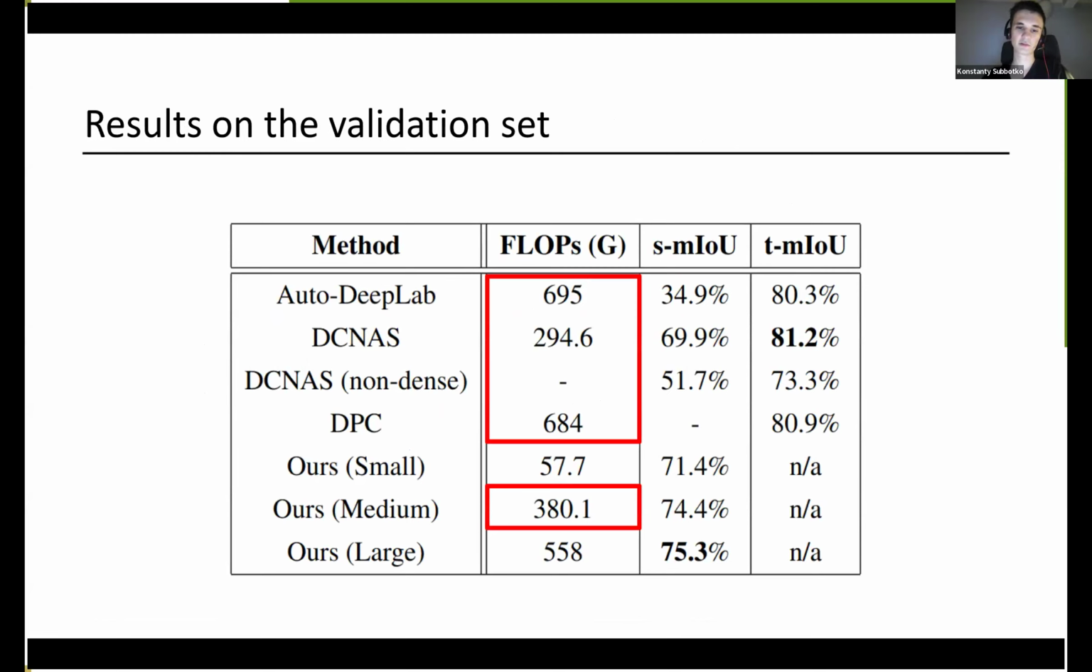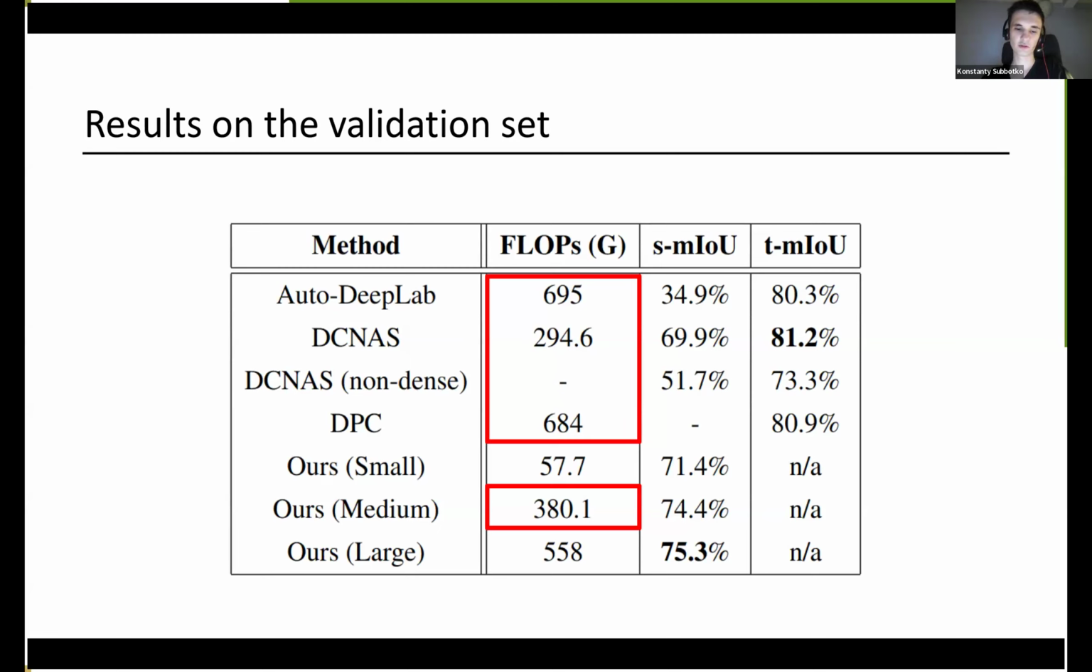For all methods except ours, we provide the number of FLOPs for their final discrete lightweight architectures. In our case, we provide the number of FLOPs of a supernet, because we treat the supernet as our final architecture. Unfortunately, we do not have an exact number of FLOPs for the non-dense variant of DCNAS, and we couldn't compute it. But given the search space of DCNAS, it should be roughly the same as the dense variant of DCNAS.